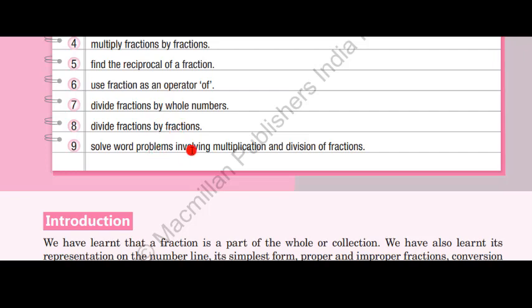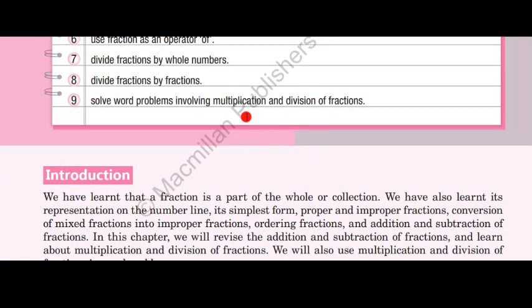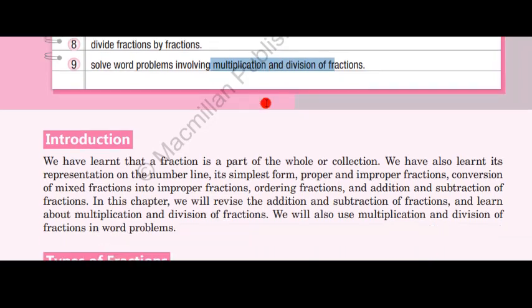Solving word problems involving multiplication and division of fractions. Then word problems related to fractions where multiplication and division are involved. So here we are more concerned about multiplication and division of fractions rather than addition and subtraction, because you have done that in the earlier classes.